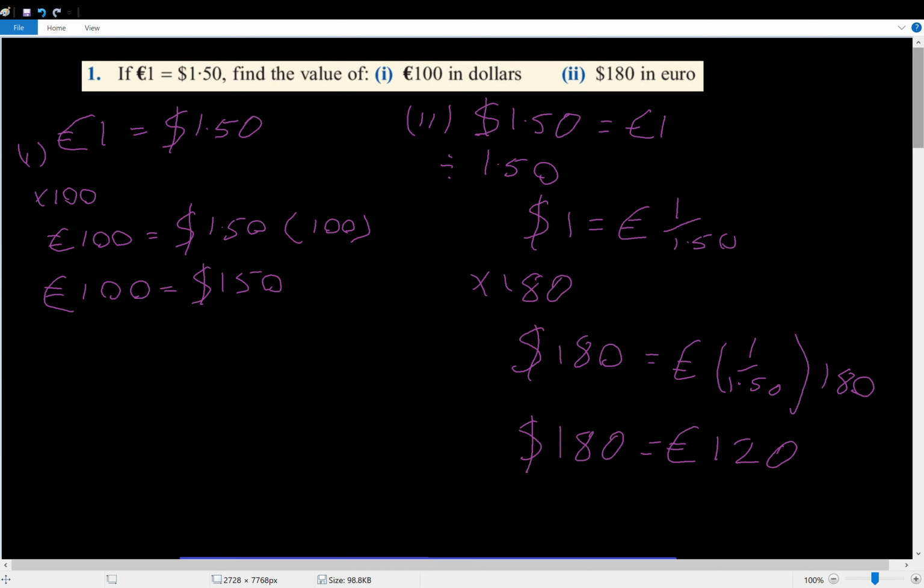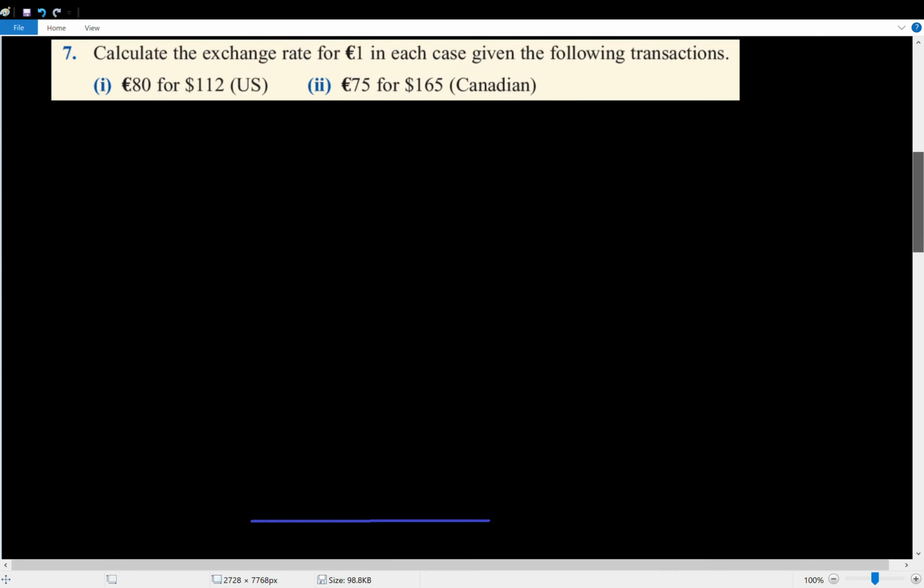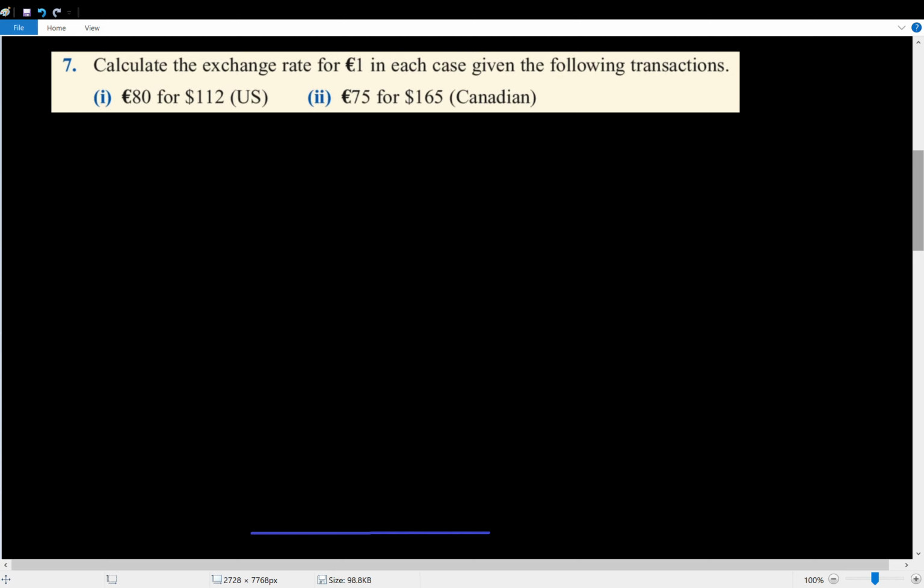But let's take a look at a situation where we aren't given the exchange rate. We're asked to figure out the exchange rate. So what we've got in each of these is we've got to calculate the exchange rate for €1 in each case given the following transactions. So in transaction number 1, somebody exchanged €80 and they got $112 US. But we want to find out what the transaction was for €1.